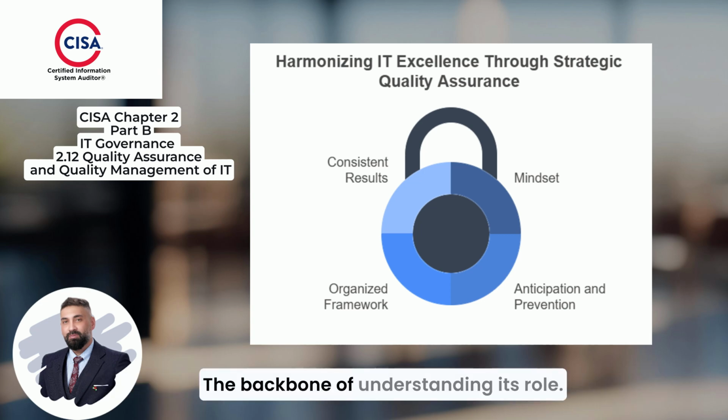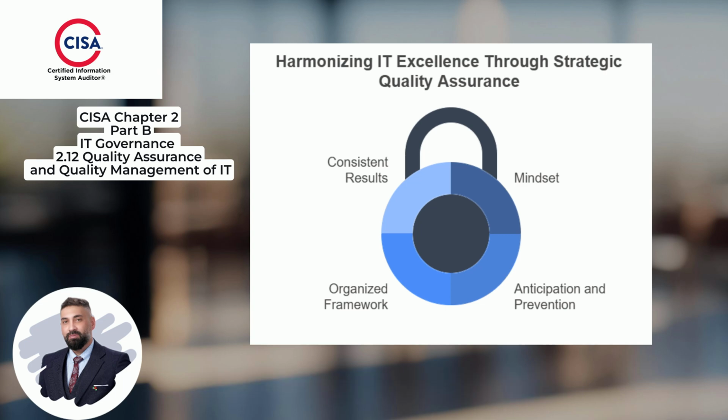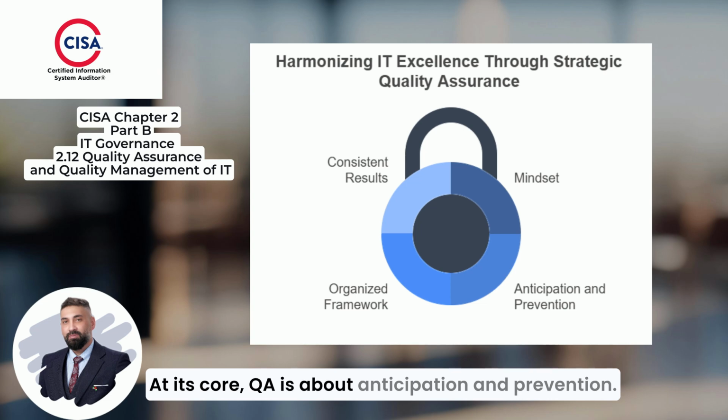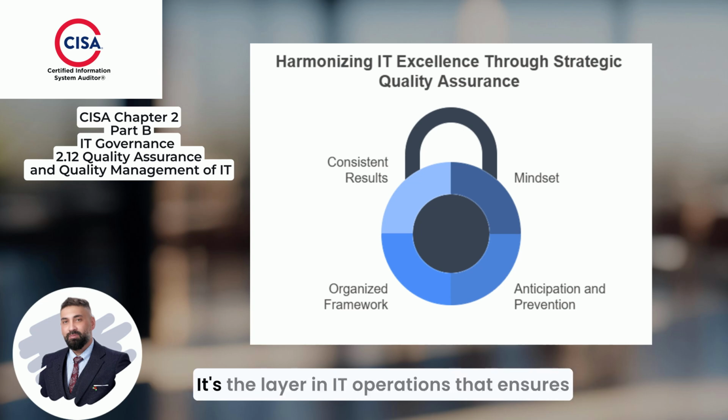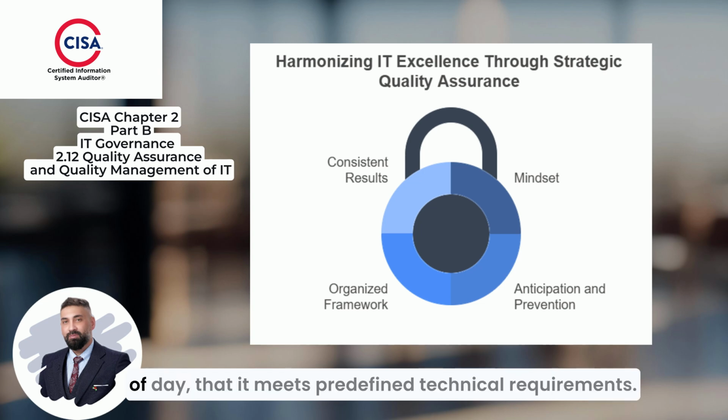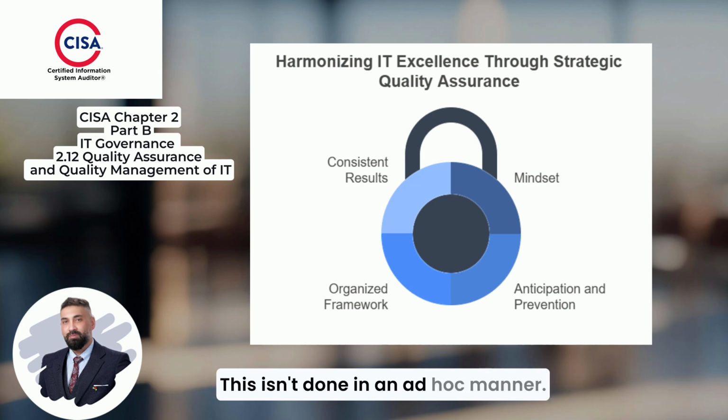The backbone of QA, understanding its role. At its core, QA is about anticipation and prevention. It's the layer in IT operations that ensures, before any system or software sees the light of day, that it meets predefined technical requirements. This isn't done in an ad hoc manner. It involves deliberate, pre-planned efforts modeled around an organized framework of policies, procedures, and standards.